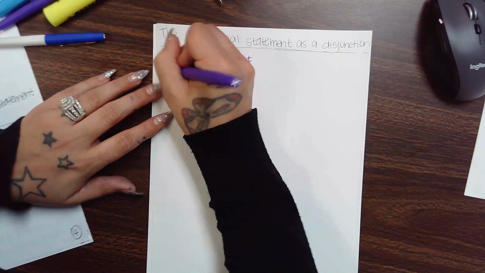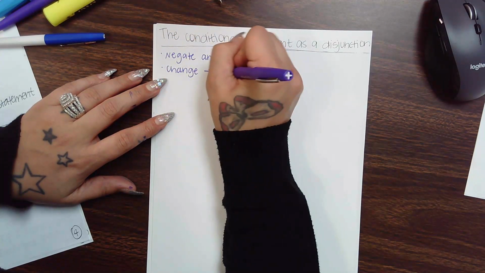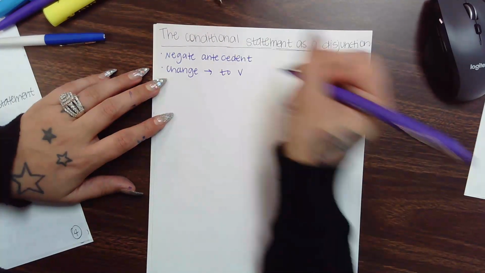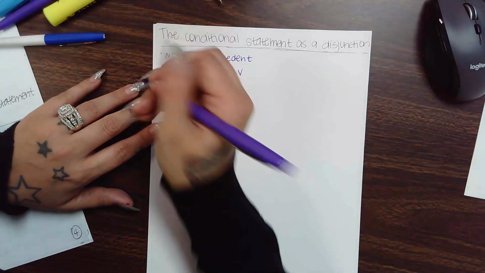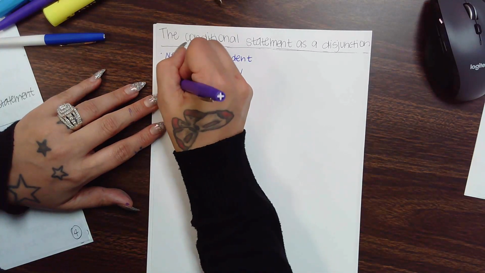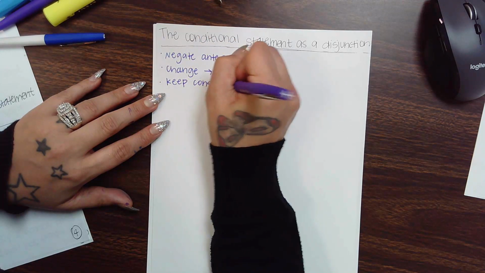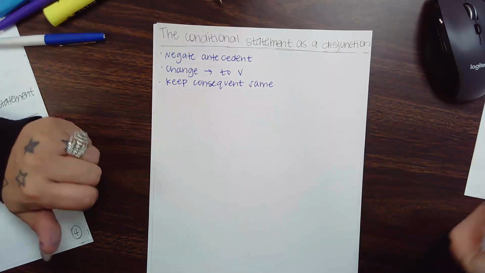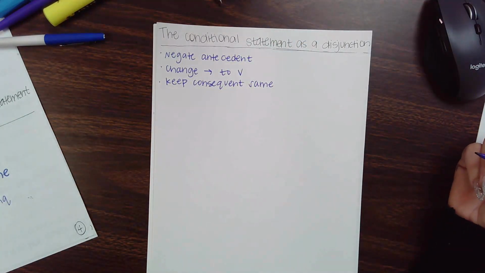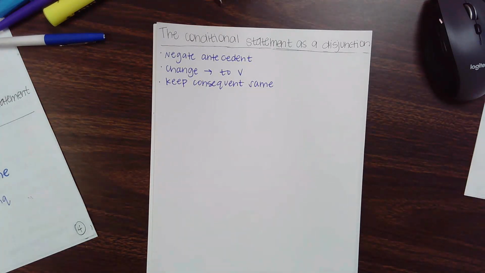The second thing you do is change your conditional symbol to a disjunction symbol, because I'm going to write the conditional as a disjunction. And then you keep the consequent. I just wrote "keep consequent same." Grammatically, you could write keep the consequent the same, or keep it the same, but I wrote keep same. Negate the antecedent, change your symbol, keep the consequent the same.